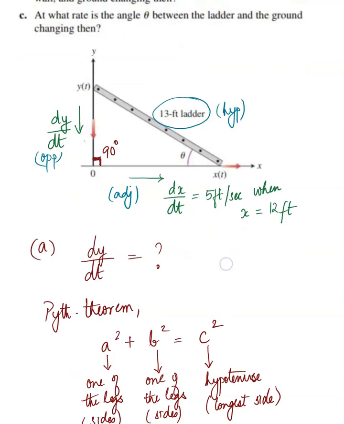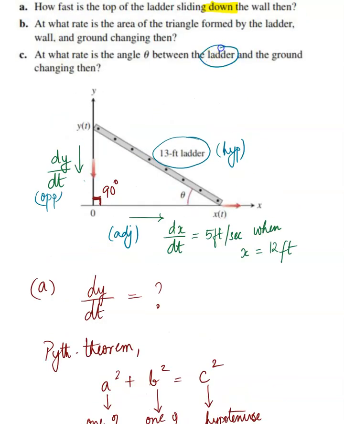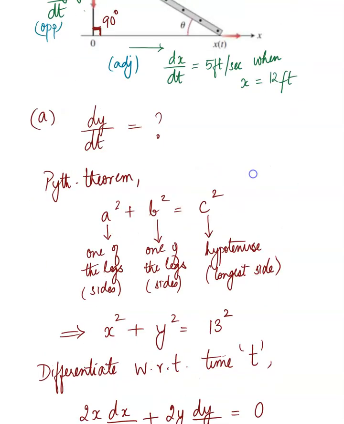So I'm going to use that, adjacent hypotenuse, just because they said the angle between the ladder, which is the hypotenuse, and the ground, which is my adjacent, right? But we also know that the hypotenuse is fixed to be 13 and the adjacent is nothing but your x. So we're basically looking at 13 and x.